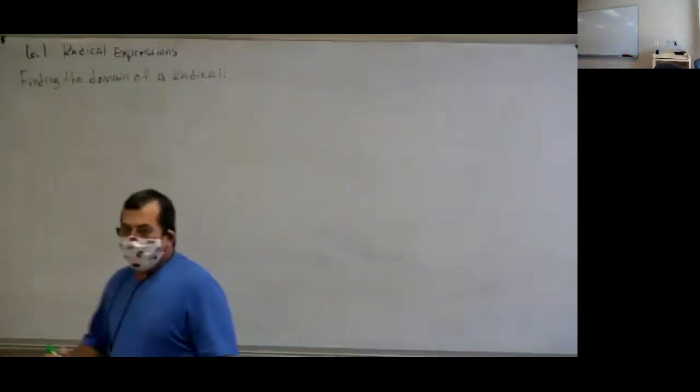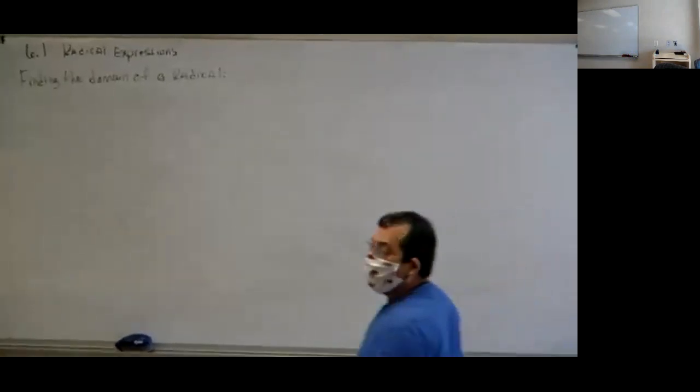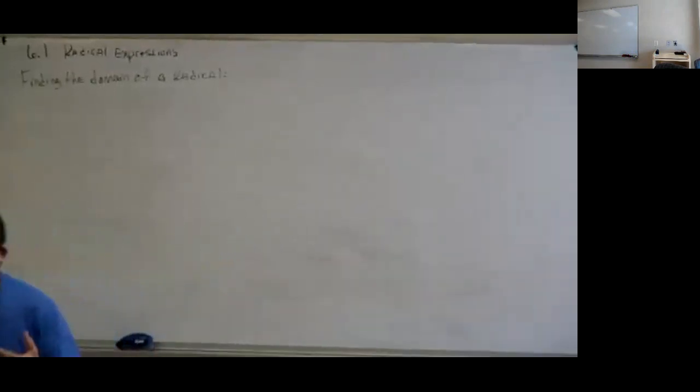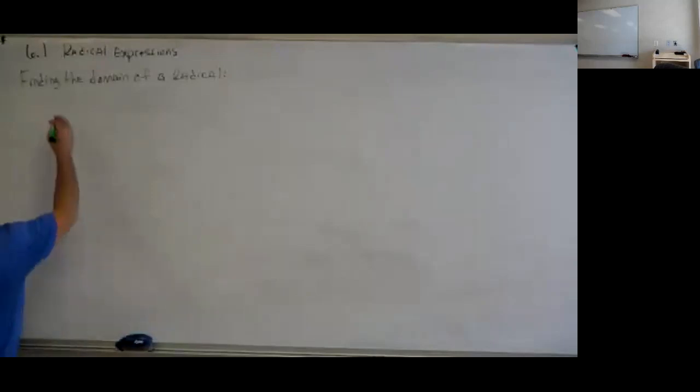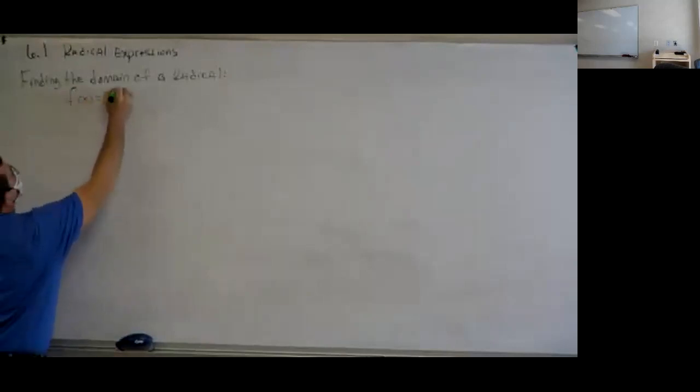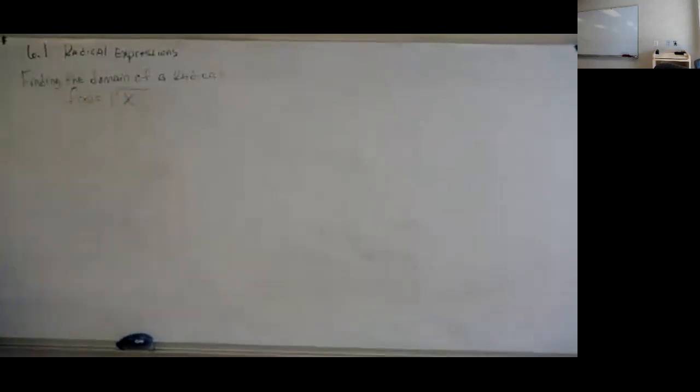So when we look at domains, what we're worried about on the domain of a radical is we cannot take square roots of negative numbers. If you try to take square roots of negative numbers, you get the imaginary numbers. So under that radical, we got to keep that 0 or greater. Okay? So now radicals will be this kind of f of x equals something like a square root of x.